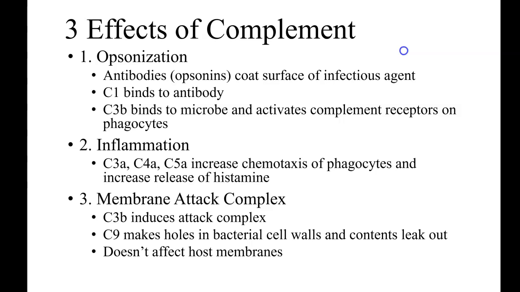So right here are the three main effects of complement. Number one is that coating, opsonization. So coating the surface of the infectious agents so that antibodies bind to it, and then phagocytes can actually bind to that pathogen and gobble it up. We also see different complement in the inflammatory process. So it increases chemotaxis of phagocytes. So those immune cells are going to be running into the face of danger. Also increases the release of histamine. Remember, histamine is that flare gun going off. So that's going to allow those phagocytes to move into the area.